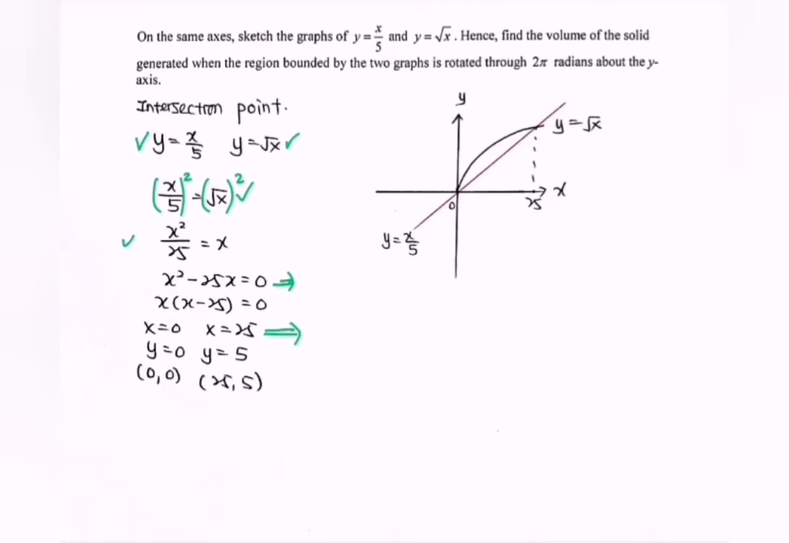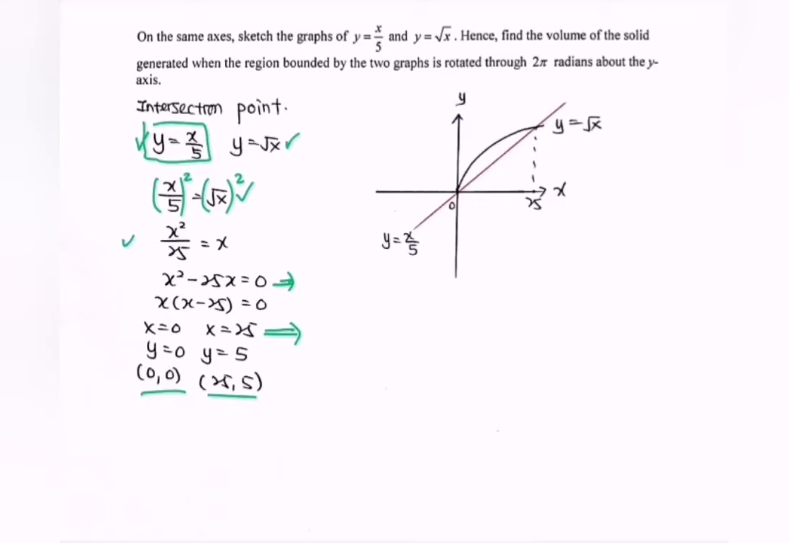Next, substitute the value of x into y. So take for example, we substitute in here. If the value of x is 0, automatically y is also 0. If x is 25, the value of y is 5. So here we have the intersection points between the curve and the line.